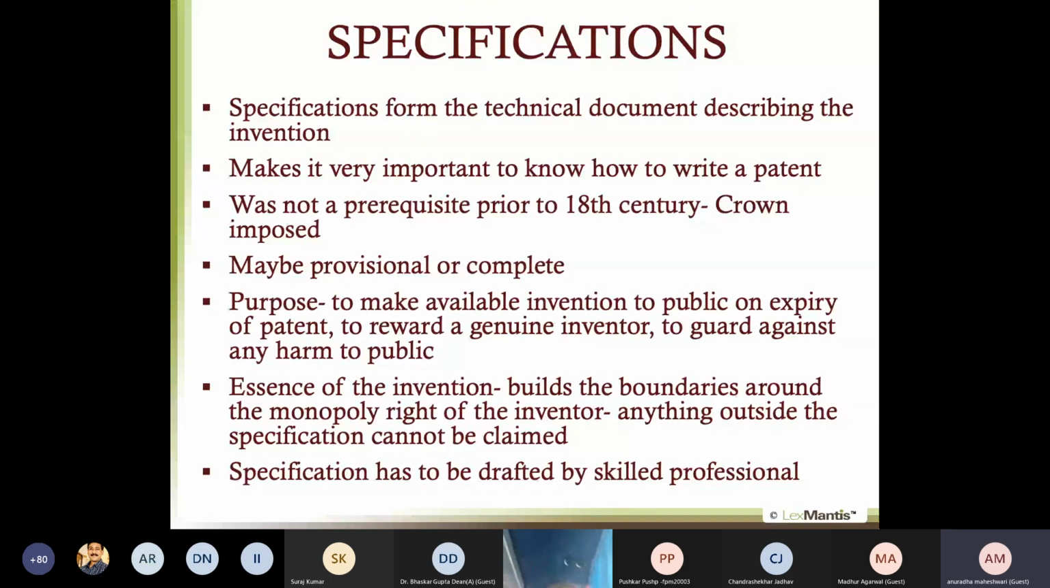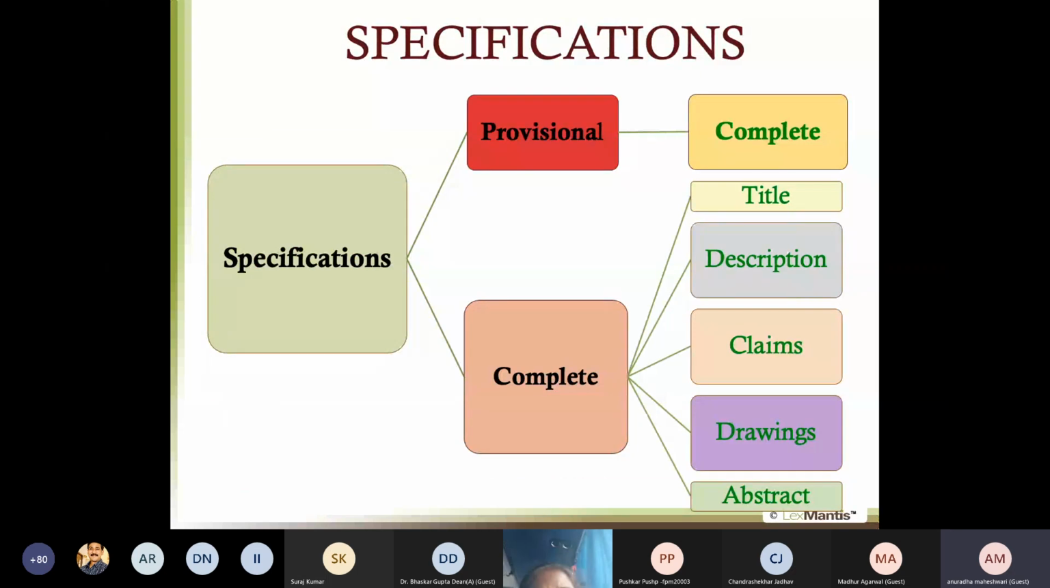So I'm bypassing this, coming to this. When we are writing the complete document, it is the specification. Now specifications are of two kinds: provisional specification and complete specification.